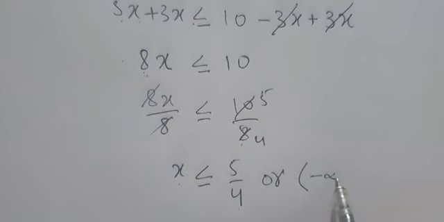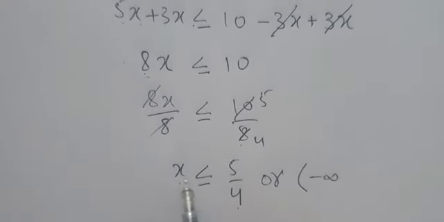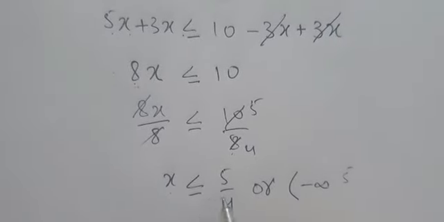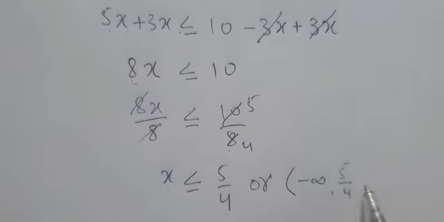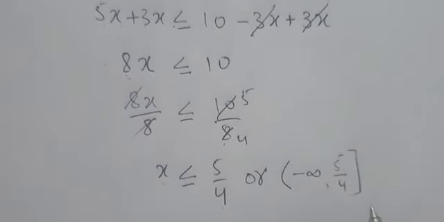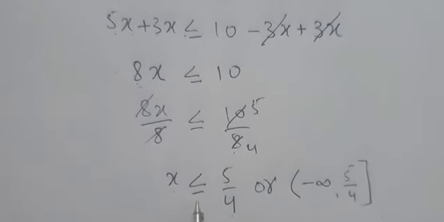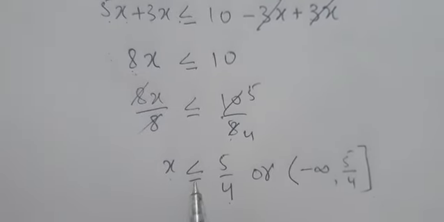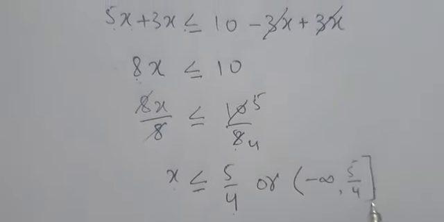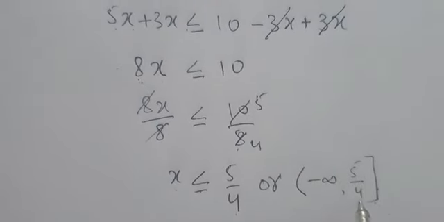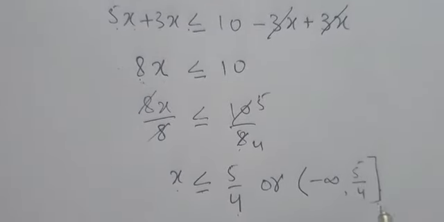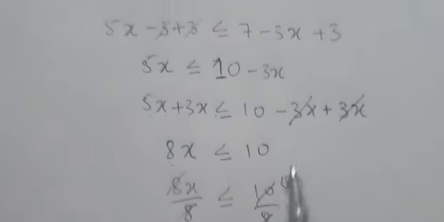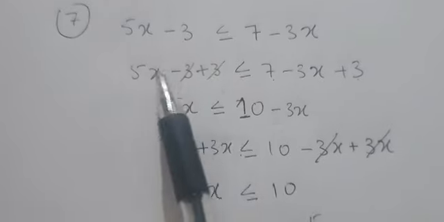like negative infinity, because x is all values which are less than this number, up to 5 by 4, and here we will use this closed bracket, because here we have less than or equal to. This means this 5 upon 4 is also included in the interval. This will also be the solution of the above inequality. It will satisfy this inequality.